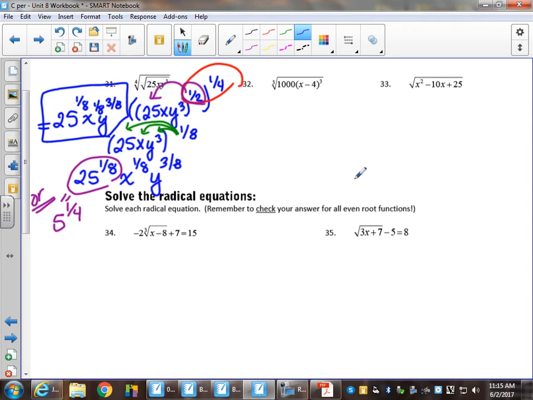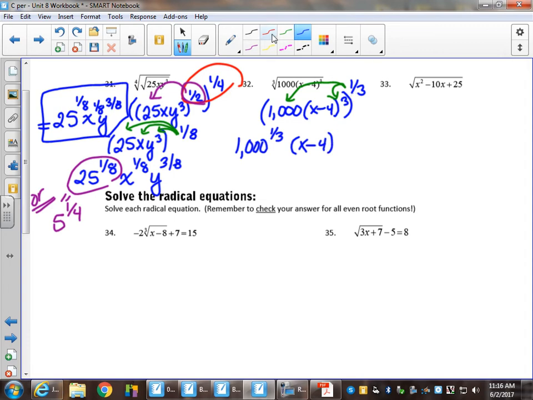For number 32, do I want to work with radical notation? No. So I take what's on the inside. What's on the inside right now? Good. None of that has changed. What is this going to be raised to? The one third. How many places do I have to send this power? One, two. This exponent applies to that entire piece. So this will become 1,000 raised to what power? One third. And then what happens with this x minus 4?